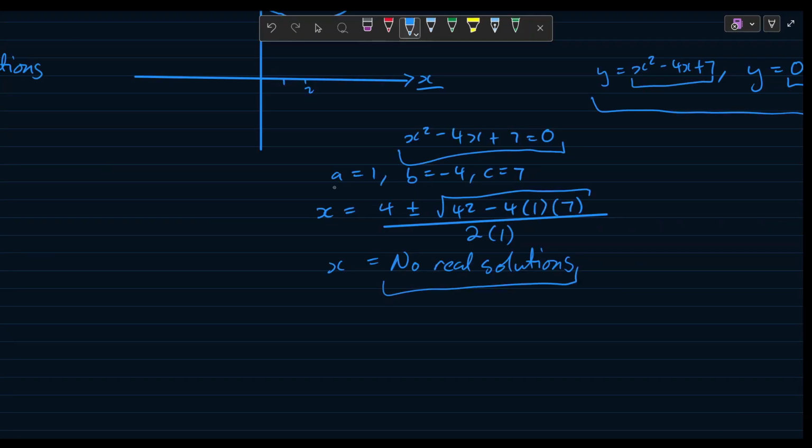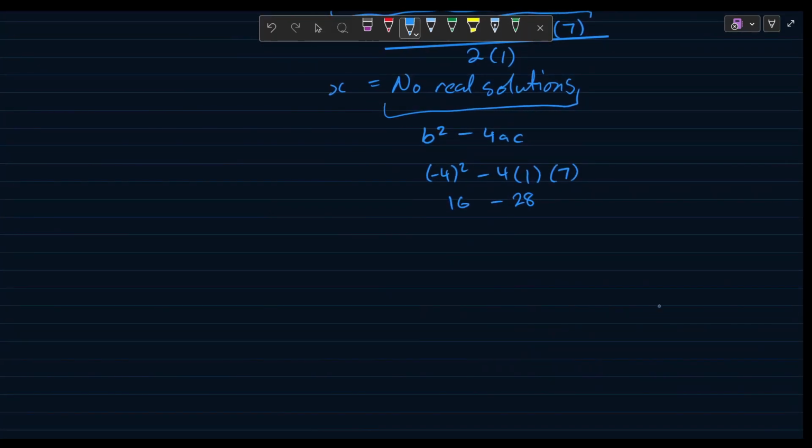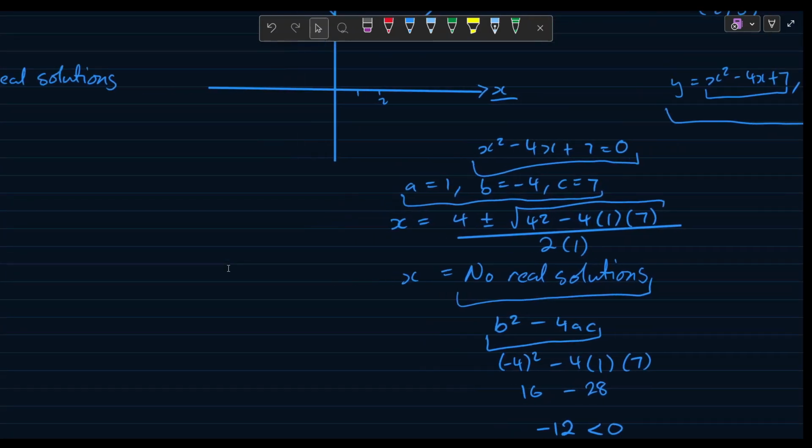And so here we could have actually substituted this into b squared minus 4ac just to check that it's in fact less than 0. So our b is negative 4 squared minus 4 times a, which is 1, times c, which is 7. 4 squared is 16, minus 4 times 7, that's 28. So 16 minus 28, that's going to be minus 12. Minus 12 is indeed less than 0, so b squared minus 4ac is less than 0. Hence, we get no real solutions from our quadratic equation.